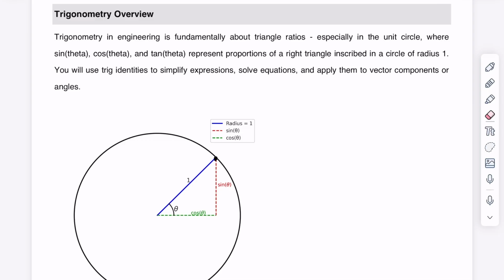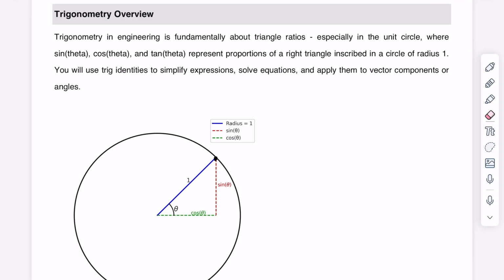Trigonometry in engineering is fundamentally about triangles, especially in the unit circle, where sine theta, cosine theta, and tangent theta represent portions of a triangle, a right triangle, inscribed in a circle of radius 1. You will use trig identities to simplify expressions, solve equations, and apply them to vector components, or angles.